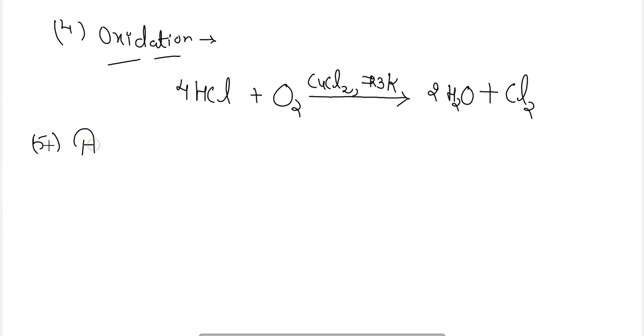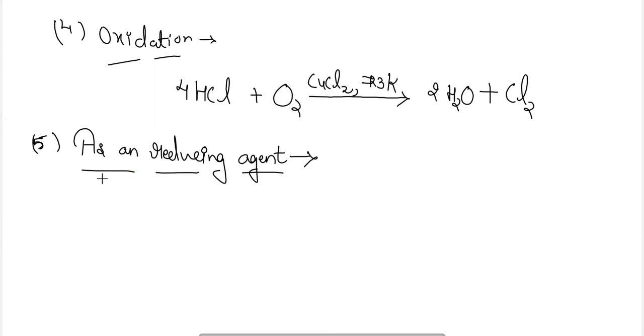HCl as a reducing agent. How does HCl behave as a reducing agent? It acts as a reducing agent because it can be oxidized to chlorine by strong oxidizing agents like manganese dioxide, potassium permanganate, and potassium dichromate.